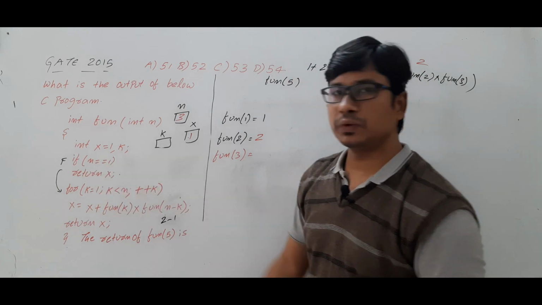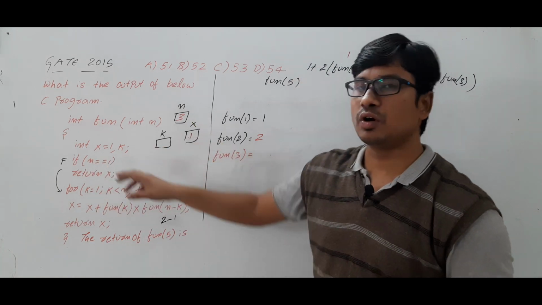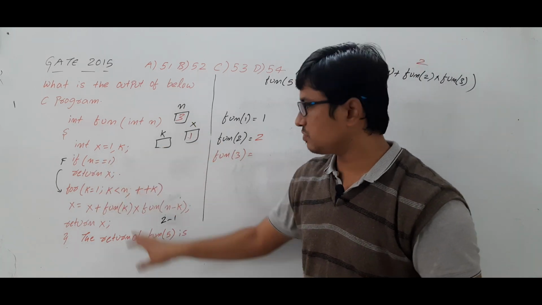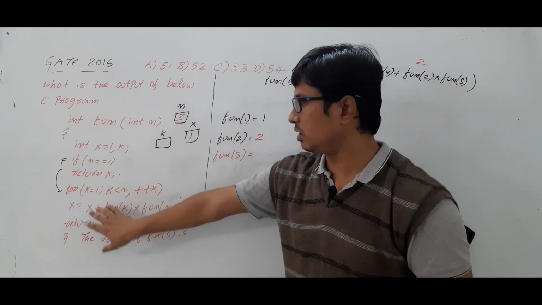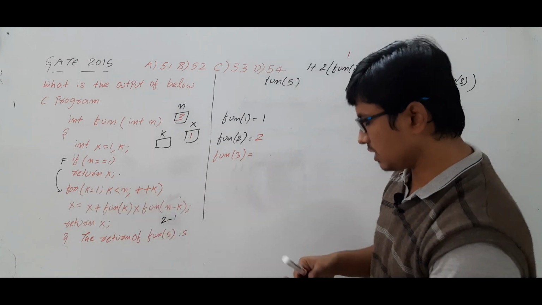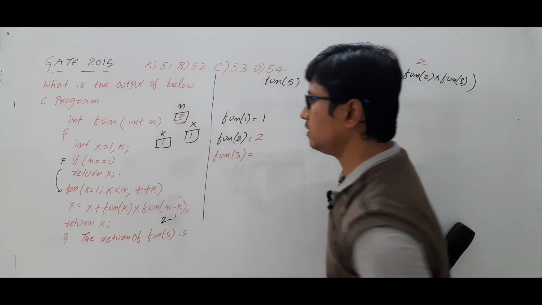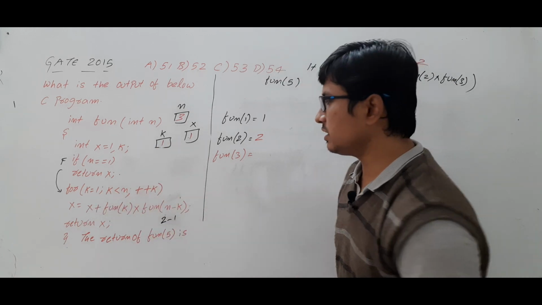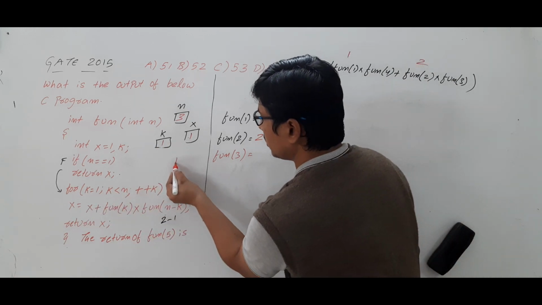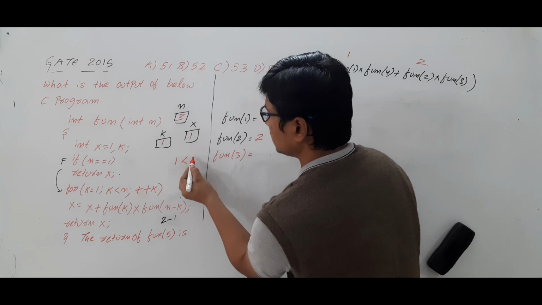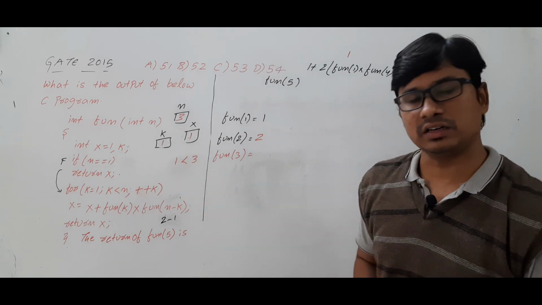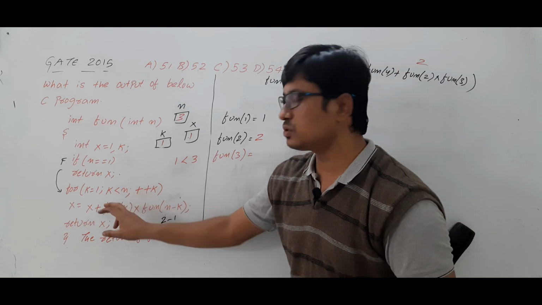N is equal to 1? No, 3 is not equal to 1. The condition is failed, so we'll execute this block. For k is equal to 1, k value is 1, and you need to check the condition k less than n or not. k value is 1, less than 3. 1 is less than 3 or not? Yes, 1 is less than 3. So the condition is true.